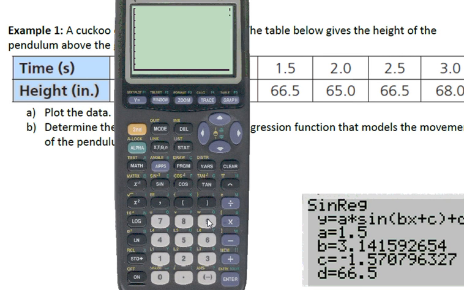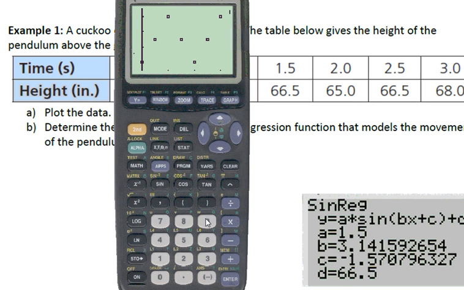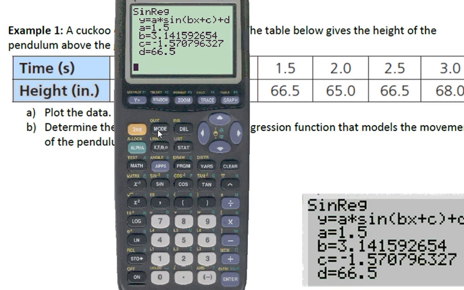In this one, my plots are off. How do we turn them back on? Push enter. Now let's try this again, zoom 9. Whenever your data goes up and then back down again, it's sinusoidal. You can usually figure out if it's sinusoidal if it increases and then decreases, or decreases then increases. So you should have had this equation, yes? Let's write that down.